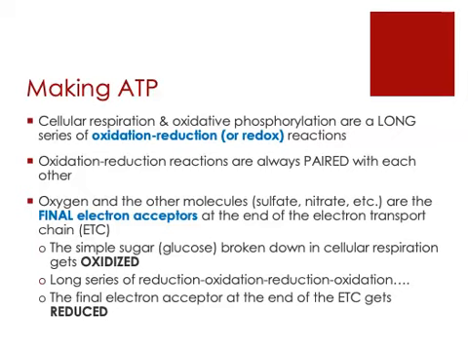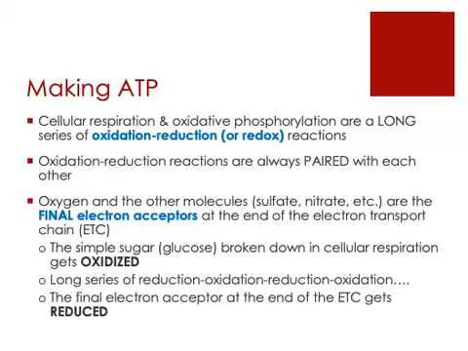Now, oxidation reduction types of reactions are always paired with each other. So if during a chemical reaction some molecule gets oxidized, that means some other molecule in the reaction must be reduced. If during the reaction some molecule gets reduced, that means somewhere else another molecule is being oxidized. The two reactions are paired. They always occur together.